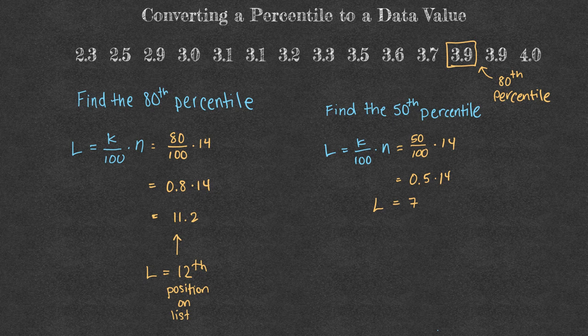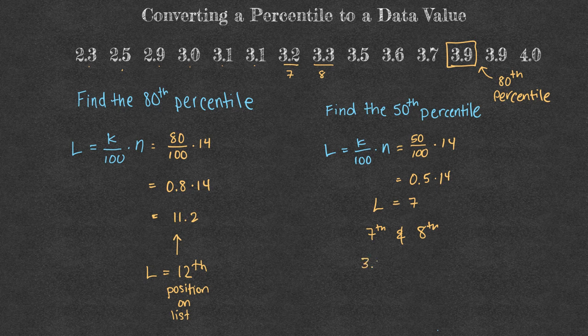But when we have a whole number and not a decimal, like the last example, the method that we're going to use to find this percentile value is to take the 7th and 8th positions, so the numbers in both of those positions, and average them together. So if we count up to the 7th position, 1, 2, 3, 4, 5, 6, 7, this 3.2 is in the 7th position and 3.3 is in the 8th position.